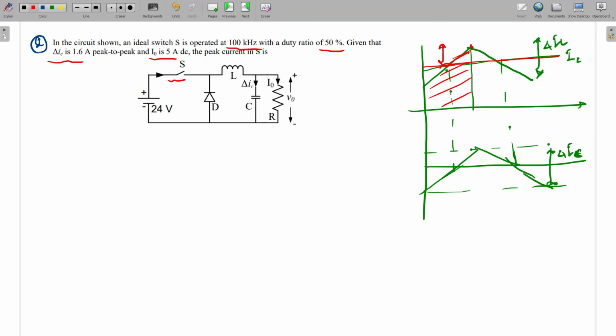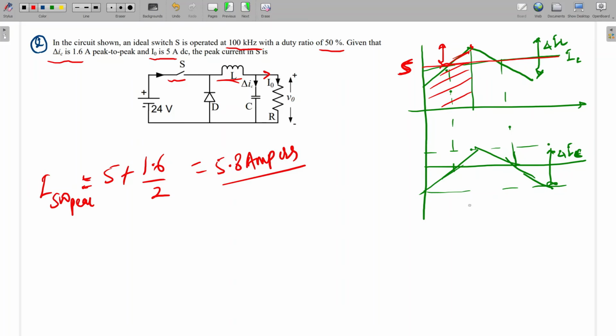And I naught average is known. What will be the IL average? IL average will be the I naught average, so this value is 5. So 5 plus 1.6 by 2 will be the switch peak current. It will be 5.8 ampere.